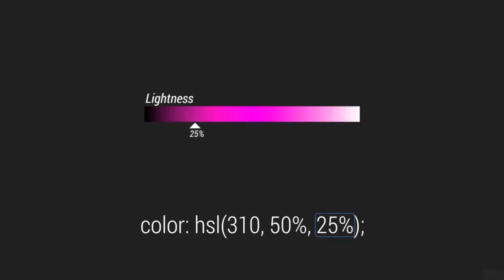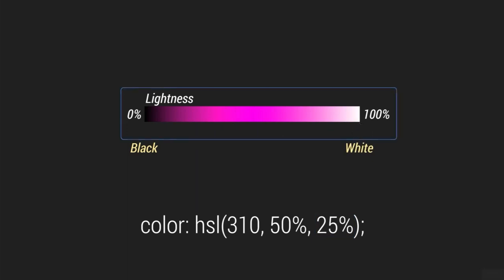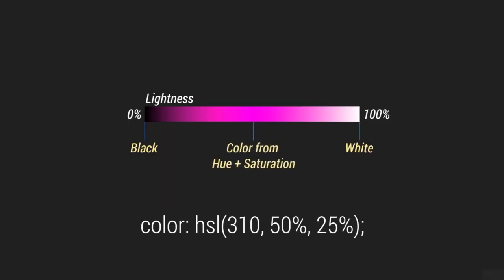Just like saturation, the lightness is also given in percentage value. So 0% lightness means black and 100% is white. To understand lightness, we can visualize a bar where the gradient starts with black at 0% and ends at 100% with pure white. And this gradient passes through the color obtained with the given H and S values. Alright, so let's apply colors using the HSL function.